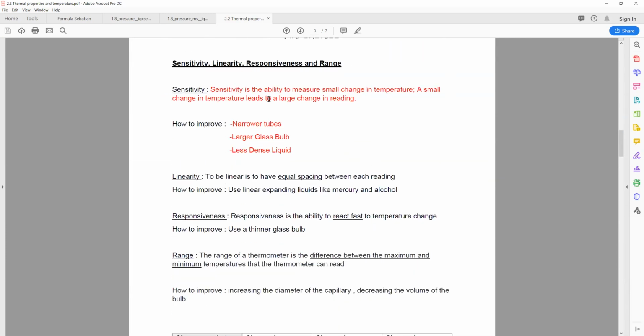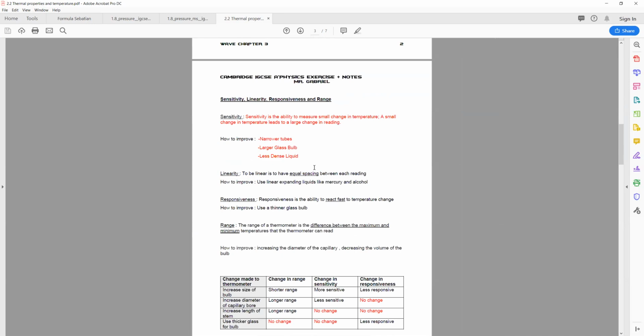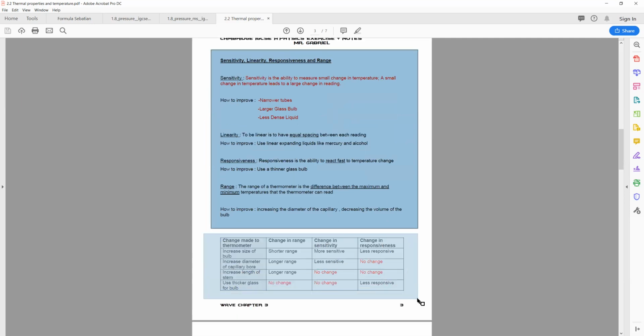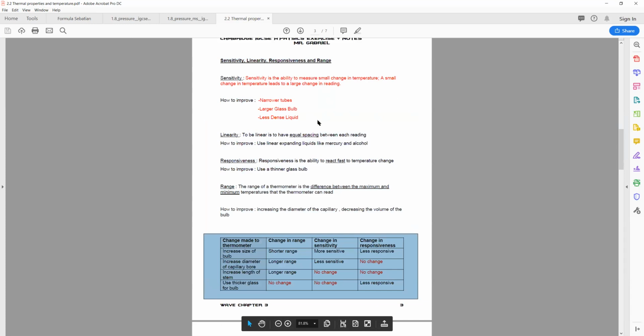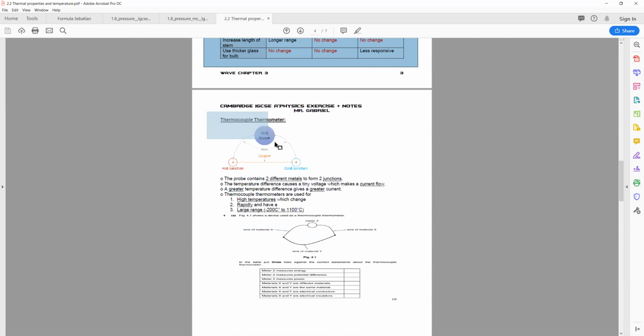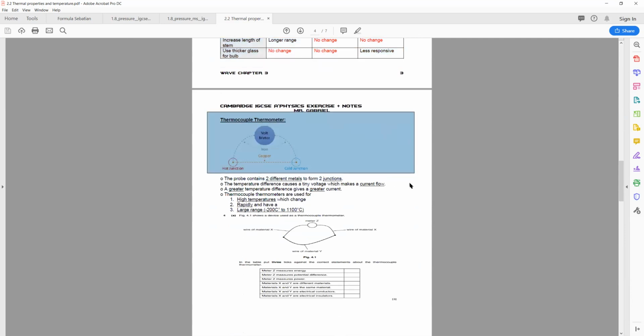Then after that, this is the part where students will generally suffer a lot. They do not understand the difference between sensitivity, linearity, responsiveness, and range. And I've taken the time to even tabulate how to improve what. This will always be asked in your IGCSEs. By the way, this page here, I dare say, is going to be one of the most important pages of this exercise, and this is basically a table to summarize everything that I mentioned on top.